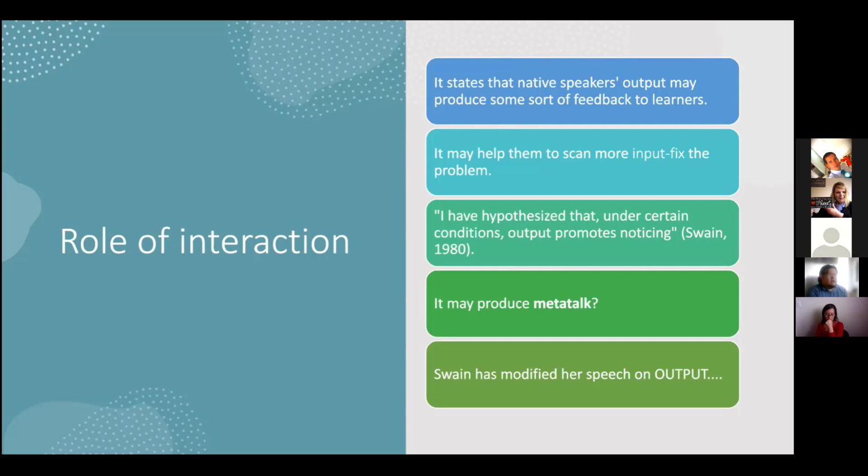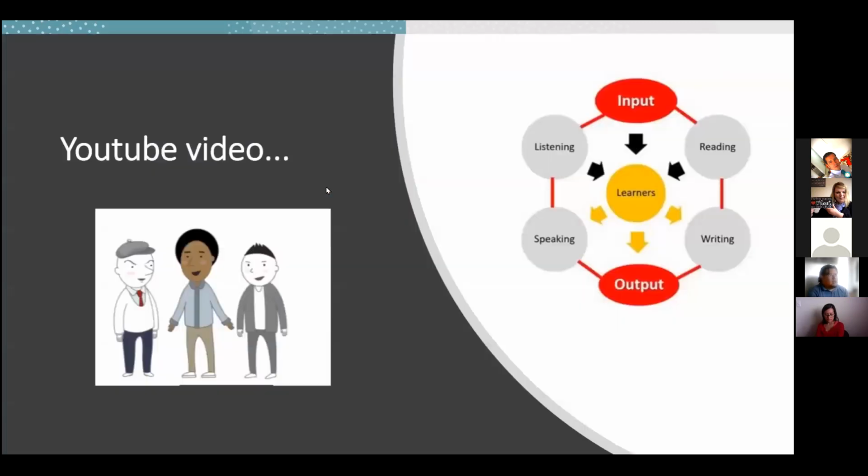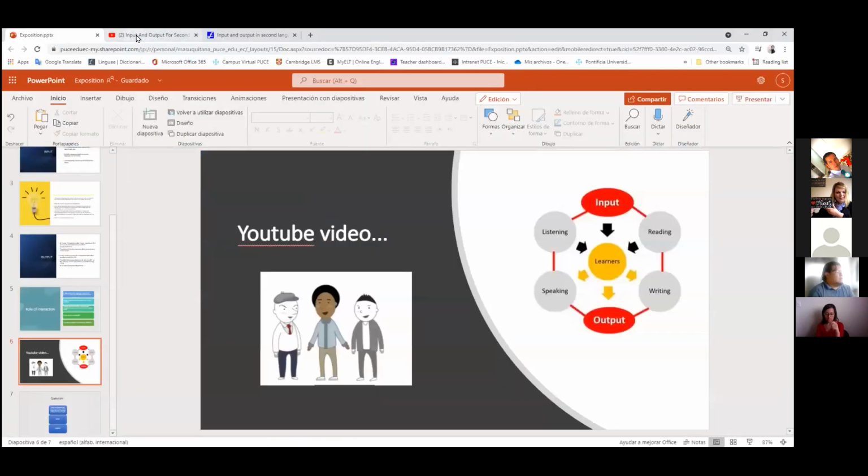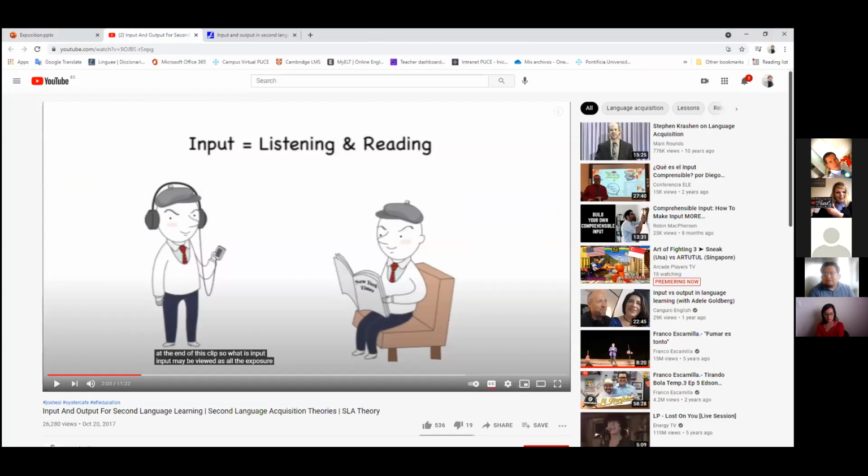Okay, well, in order to understand this one, I'm going to show you a video which is going to help us with the concept of each one, input and output, and also a few other components that we should take into account to understand these two. Okay, this is the first one. I'm sure you can see the video, right? You're seeing the video. I can share it with you later, but let's analyze only a few parts of it.